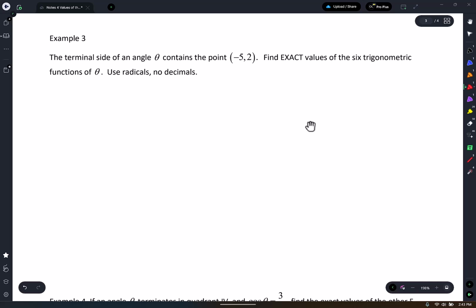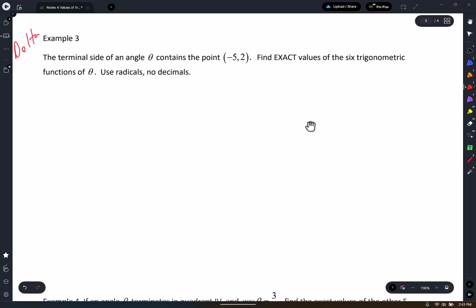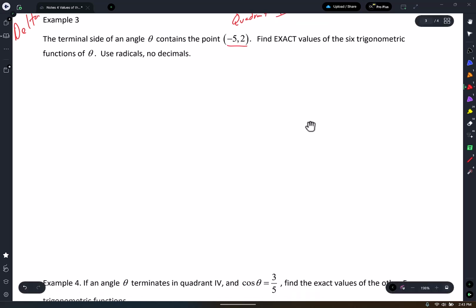This is what you're also going to be doing with Delta, but in Delta, they're going to make you move your segment. It says the terminal side of an angle theta contains the point negative 5, 2. So this is in quadrant 2. Find the exact values of the 6 trigonometric functions of theta. Use radicals, no decimals.